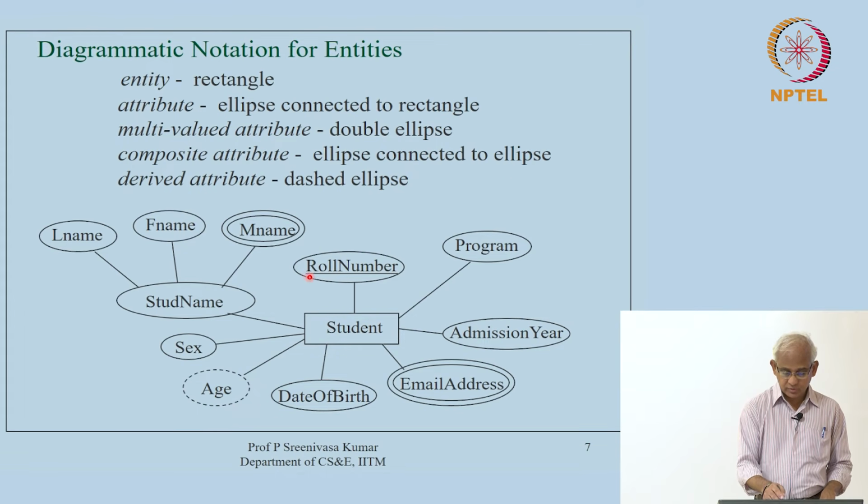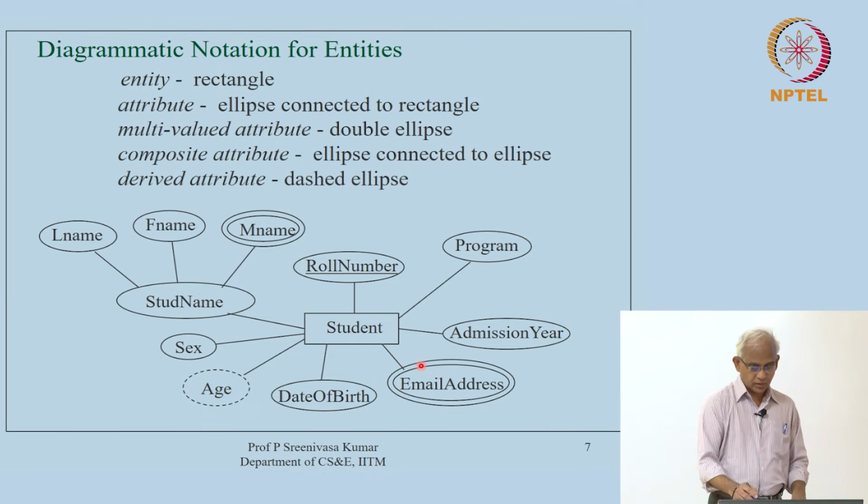And sometimes we underline a particular attribute. I will tell you why we do that in the next slide. Sex is another attribute, and age is a derived attribute, it is derived from date of birth. So, like this we have this diagrammatic notation to describe the entity and its attributes.